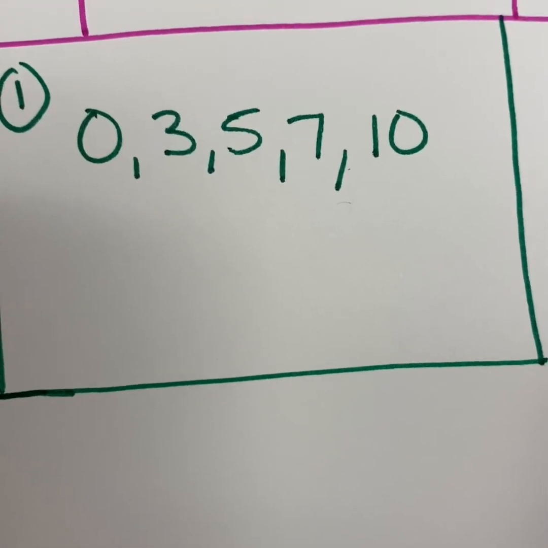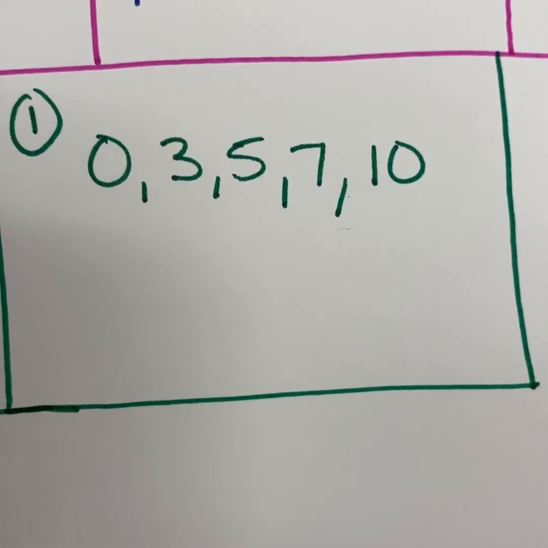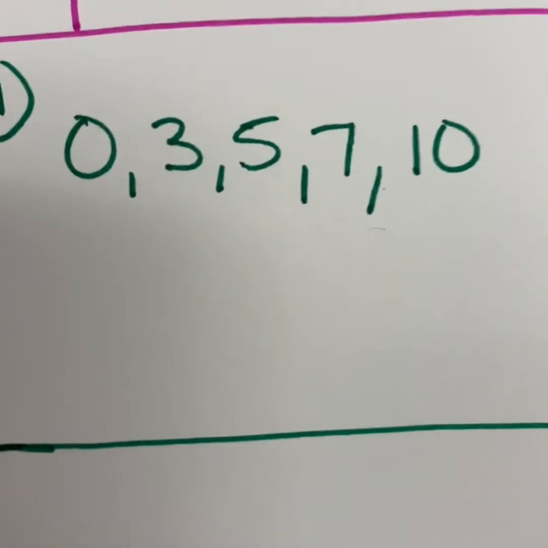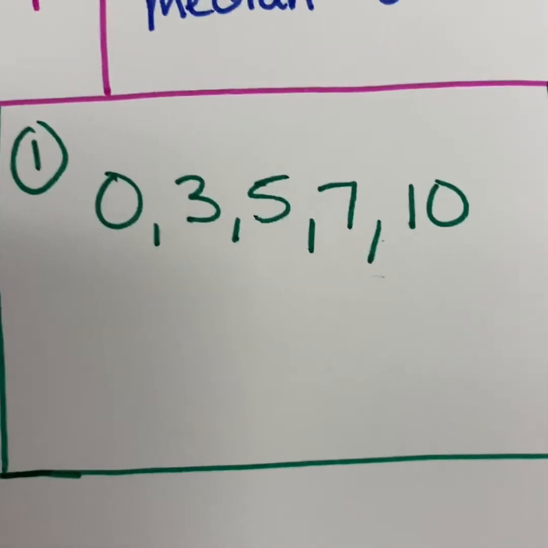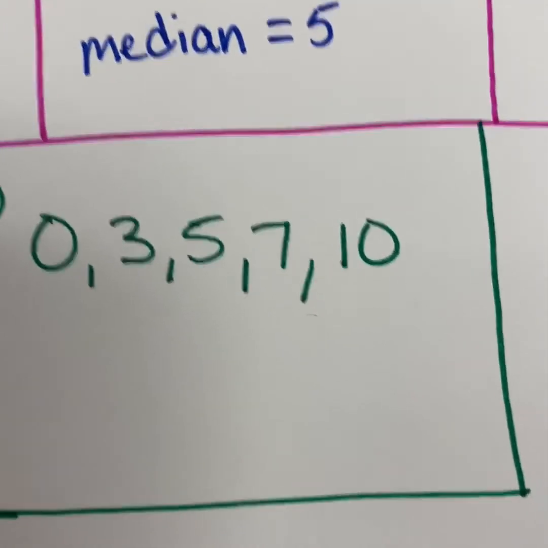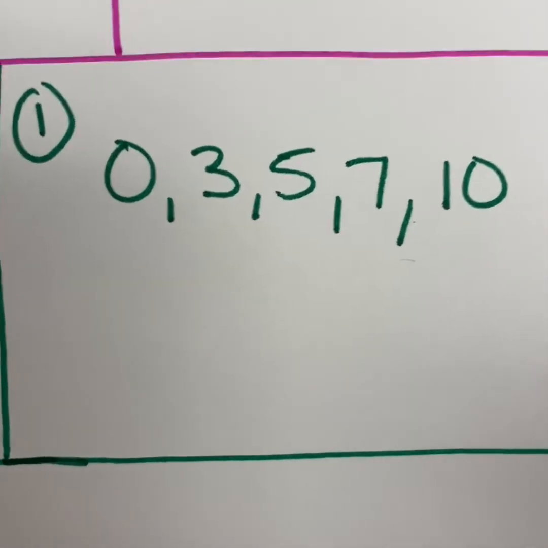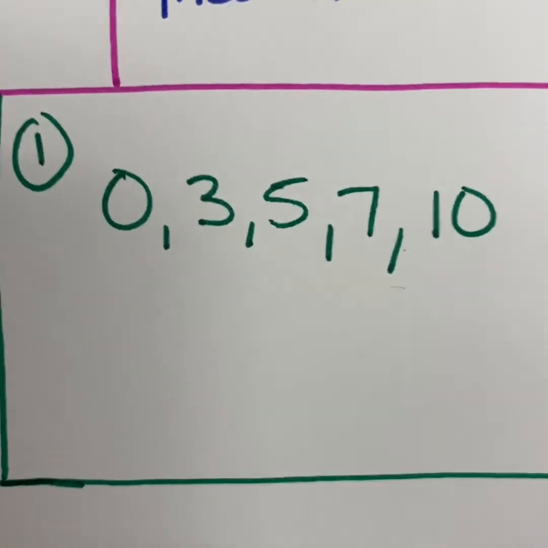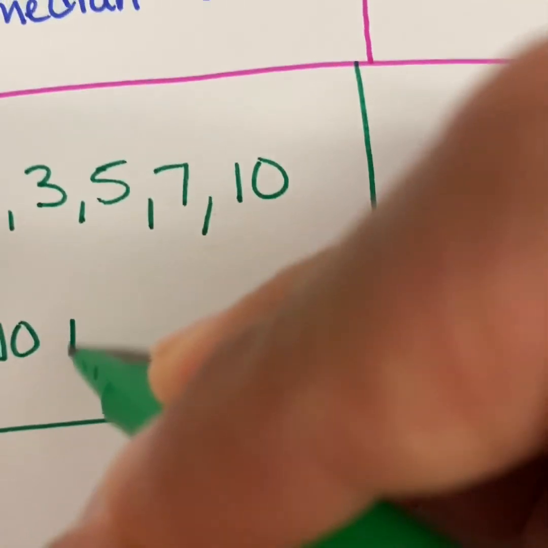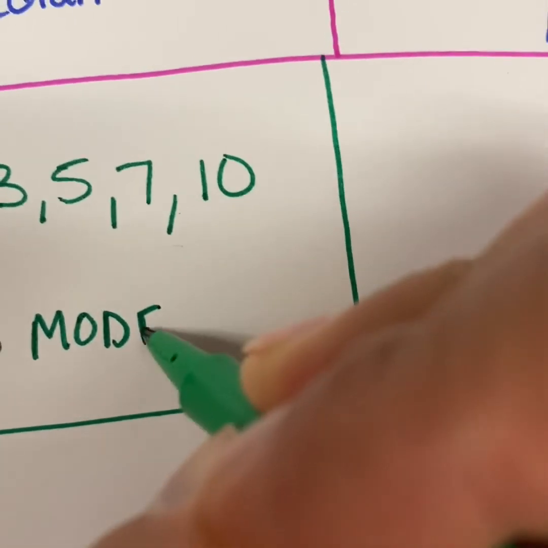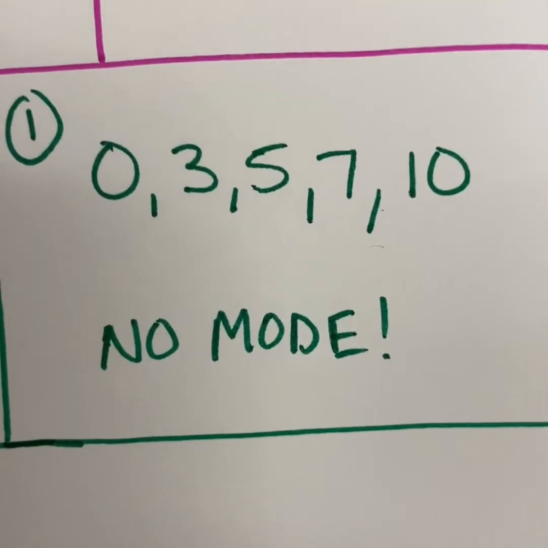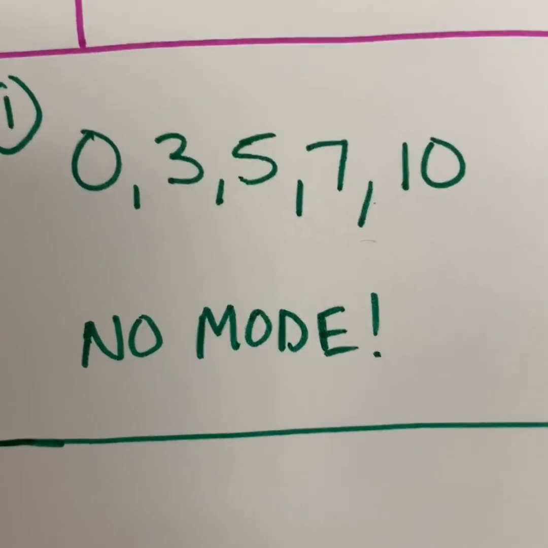So here is our first data set. The first thing we want to look for when we're trying to find the mode: is there any number that repeats? And if we look at this, no number ever repeats. So like I just said, one of the answers that you can have is no mode. And this would be an example of when there is no mode. So I would just write that out. No mode. You don't need the exclamation point, but I just want to emphasize my point. There is no mode here. There's no number that repeats.